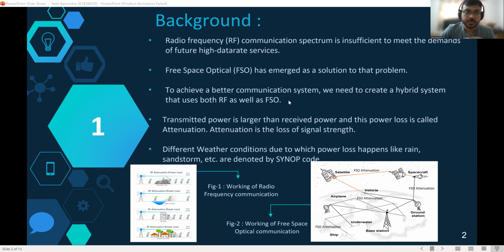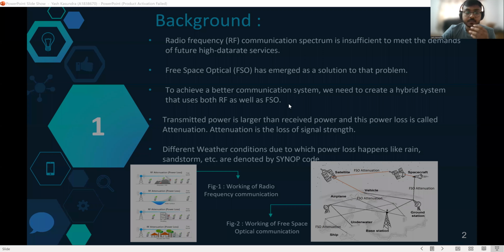Now, throughout this project, you will be exploring two main terms. First is attenuation, and second is synopcode. Attenuation refers to the loss of signal strength, while synopcode is a numerical representation of different weather conditions. For instance, if synopcode is 0, then it represents clear weather. If it is 3, then it represents dust storms. Moving on to the next slide.